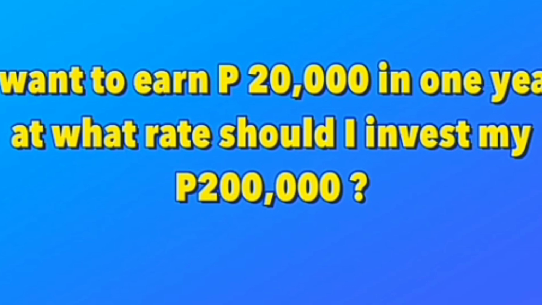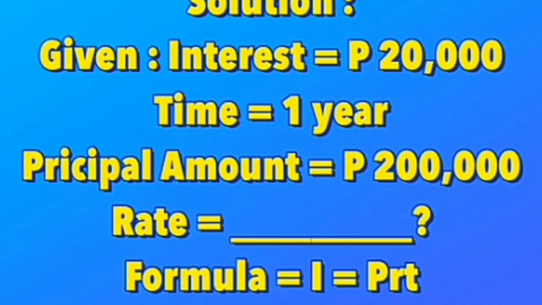So the first thing we do is to write down all the given. The given is interest 20,000. The time of transaction is 1 year. Principal amount 200,000, and the missing is the rate.